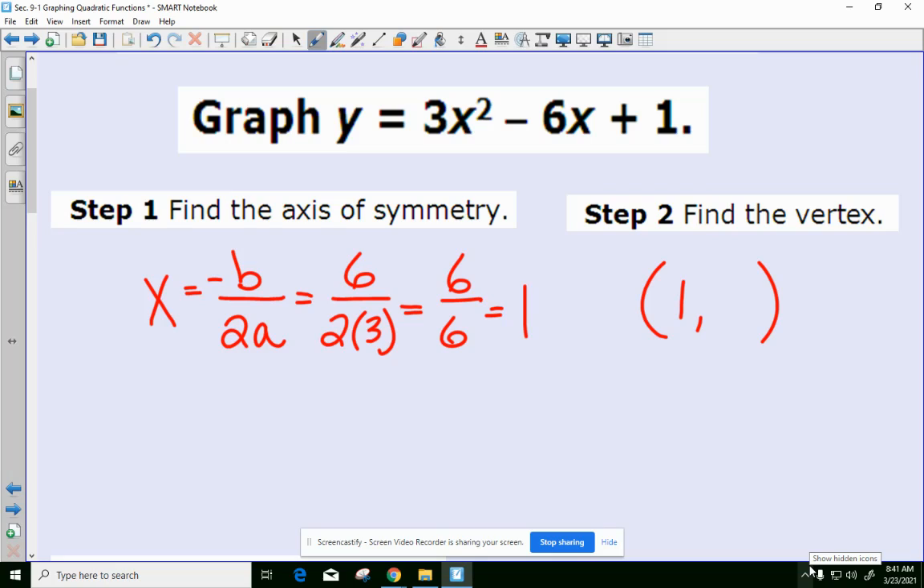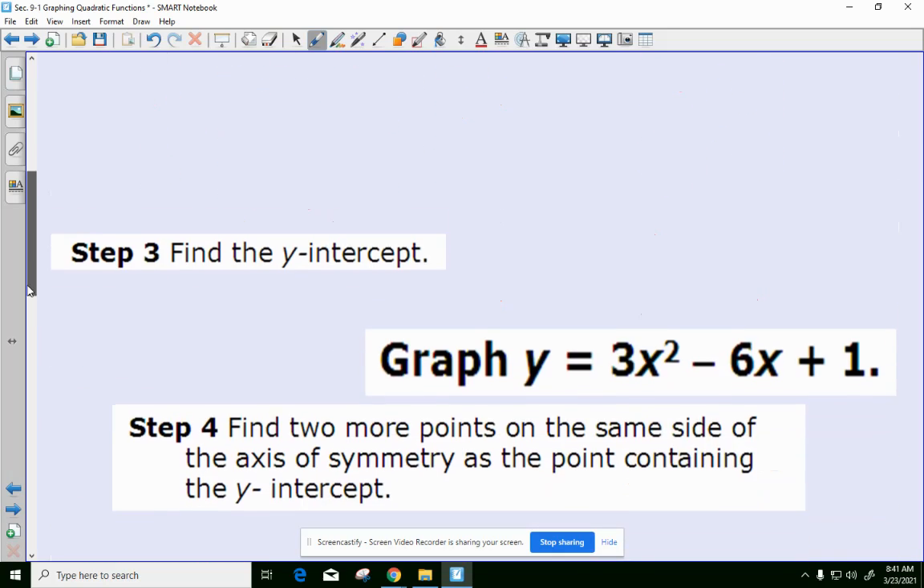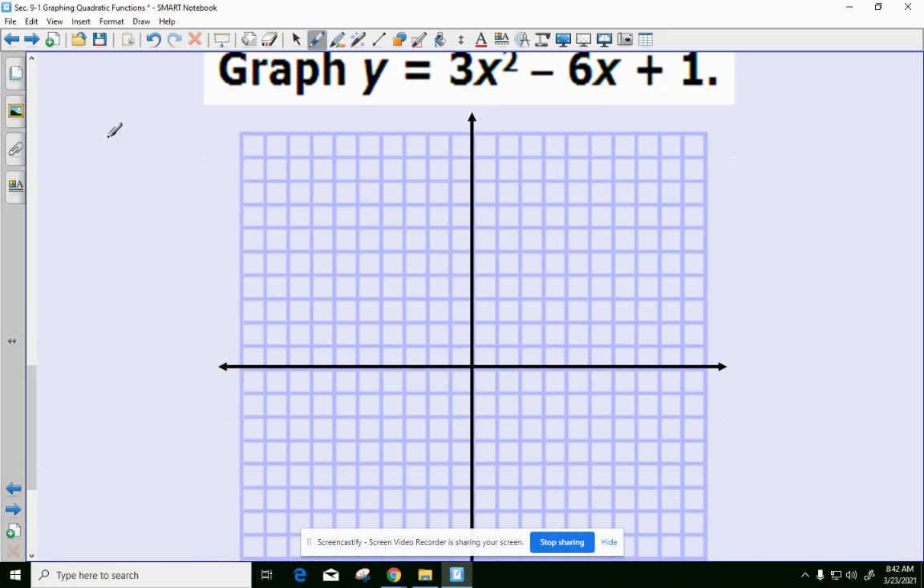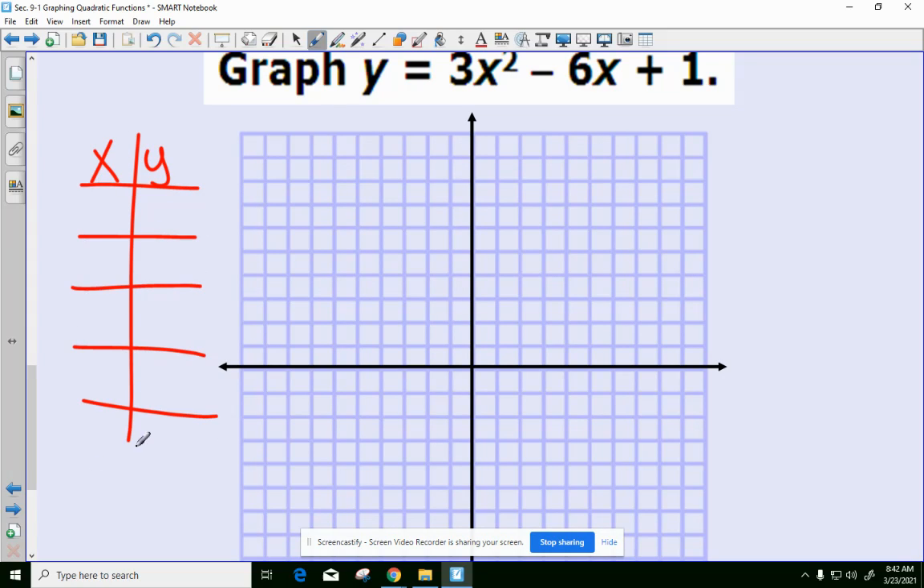Your vertex has to be the ordered pair 1, comma, something. Anybody have the something for me? James? Good. -2. So if I slide all the way down here to wherever my graph is going to be, I know right now that the ordered pair 1, -2 has to go in the middle. It's your vertex. Build around it.